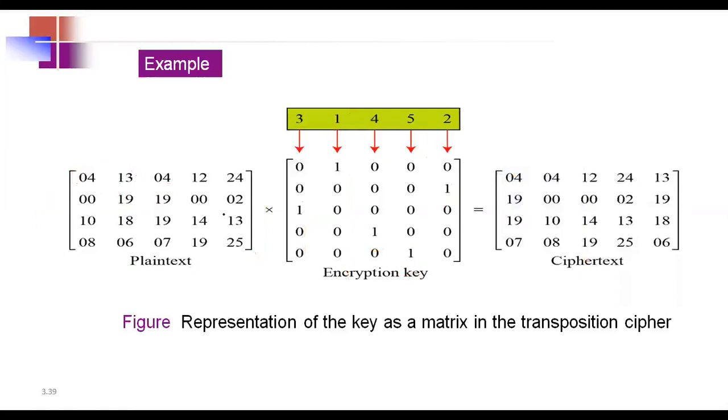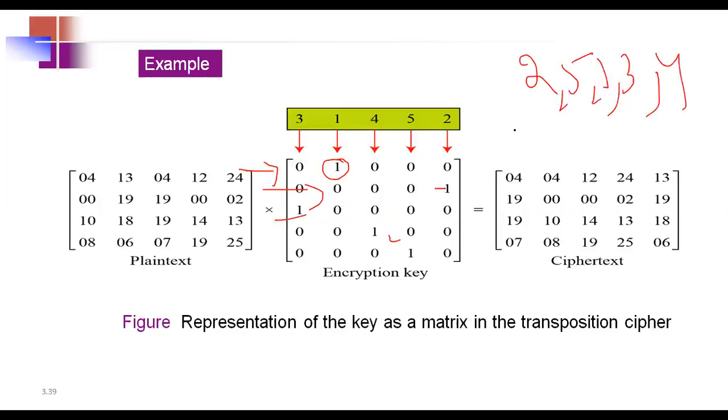Now, the decryption key. See the decryption one. Where is 1 at second position? So decryption is 2. Here it is 5. Since it is 1 here, then it is 1. This is the decryption key. Then it is 3, then it is 4. So 2, 5, 1, 3, 4 is the decryption key.